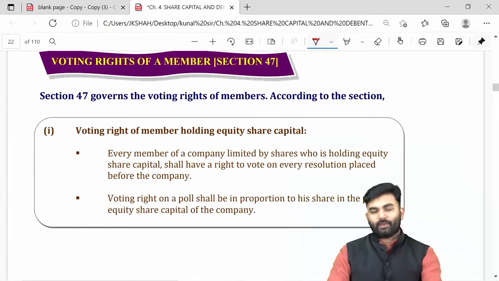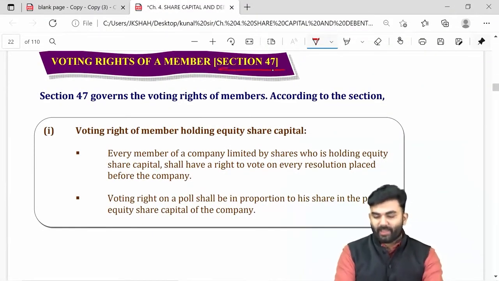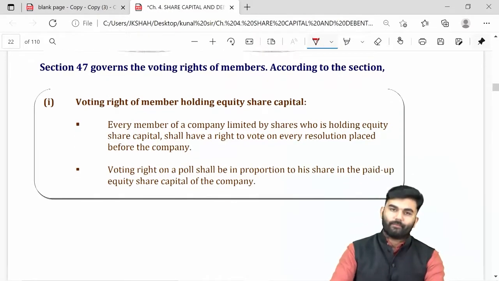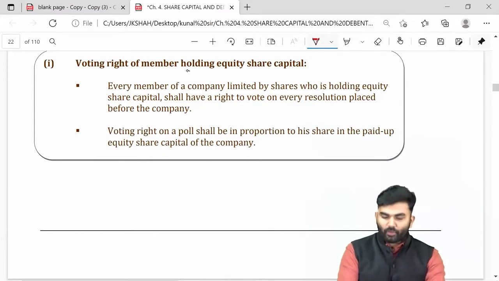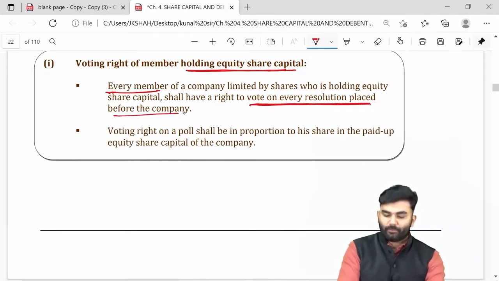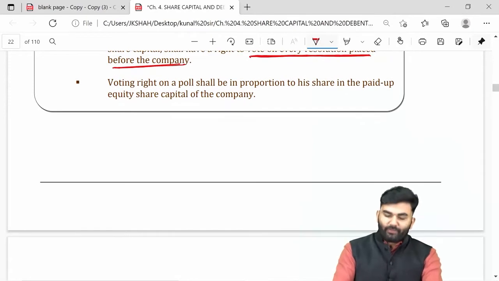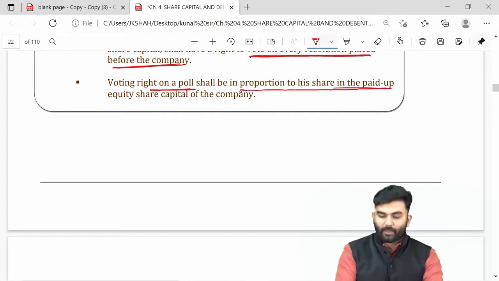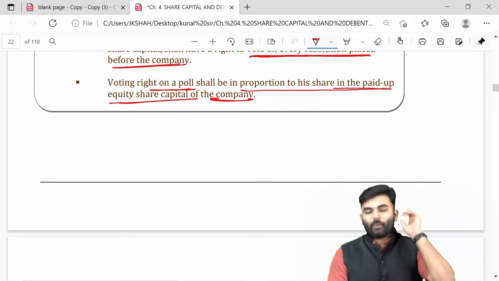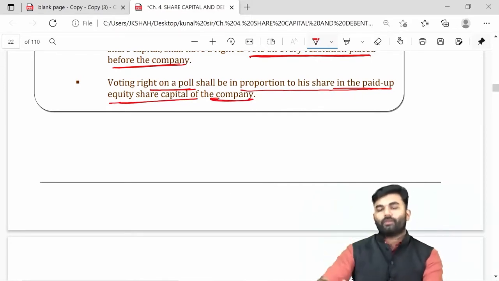The next provision is about section number 47, which deals with voting rights of a member. If you are a member holding an equity share of a company, then yes, you have a right to vote on every resolution placed before the company. If the voting is to be done by a poll, then your votes will be in proportion to your share in the paid up equity share capital of the company. The higher your share inside the paid up equity share capital, the higher the votes you will enjoy.